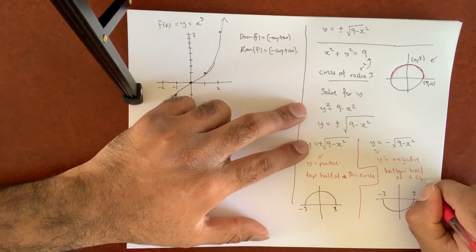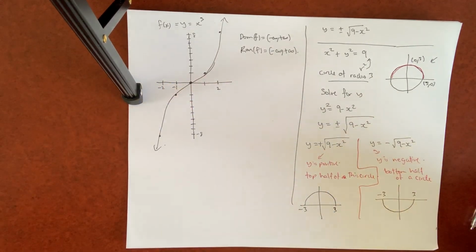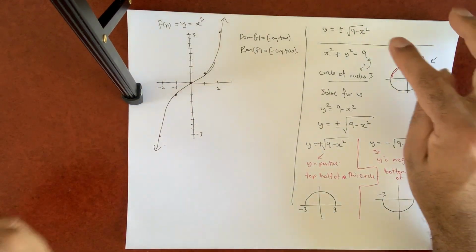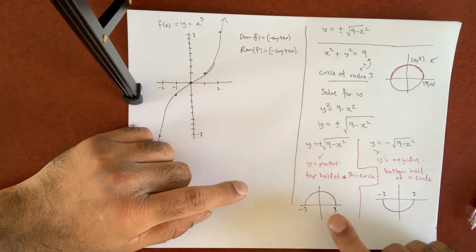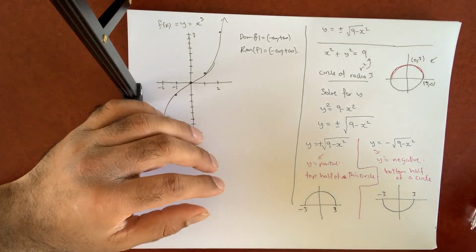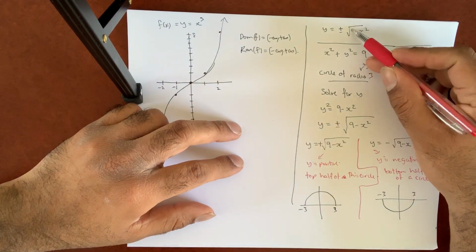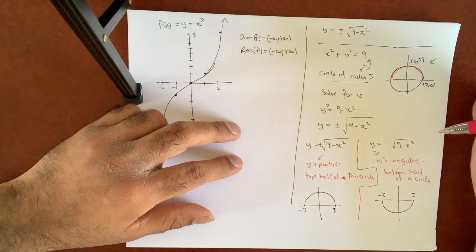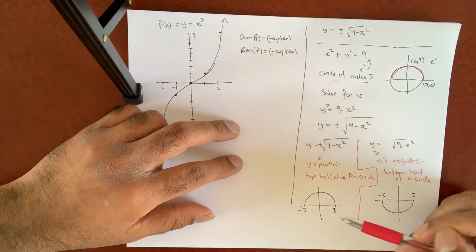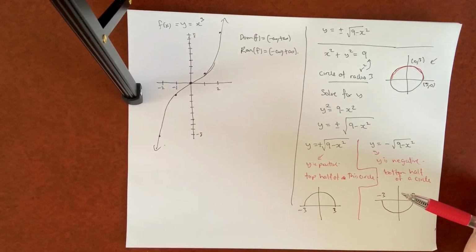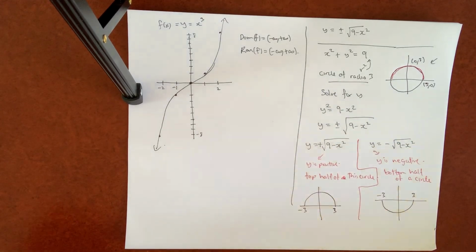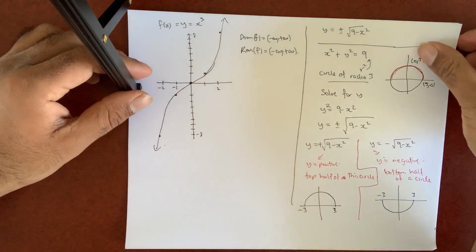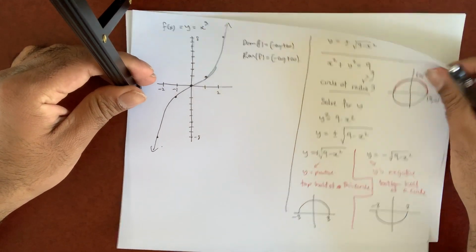So whenever you have the square root of a number minus x squared, positive or negative square root, you're going to correspond to the top and bottom halves of circles. And the circles are going to be of radius the square root of this particular number. In this case, the square root of 9 is 3, and the radius of the full circle is 3. So this is an important example. I think there's a problem or two on WebAssign that deal with that function as well.